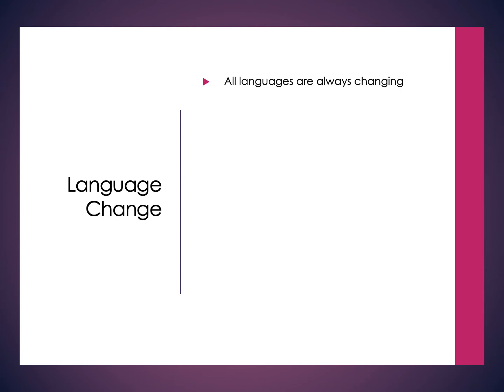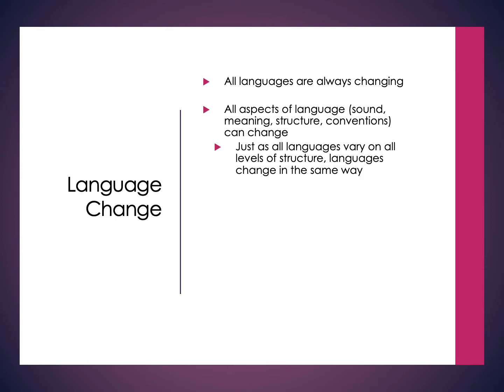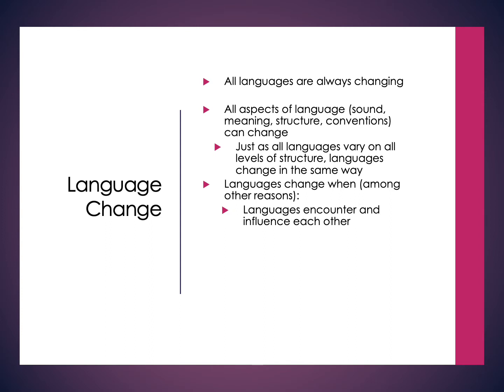And just as with variation that we saw in the last unit, any aspect of language can change over time as well. So things like sounds, meanings, structures, conventions, all of these things can change over a period of historical time in the same way that we see differences in the moment with things like regional variation and social variation. Languages change for a lot of other reasons as well. So this is just a small sample of them, but some of them include things like languages encountering and influencing one another. So if they have a lot of time in contact with each other, they will likely influence each other in various levels of structure. This also includes things like borrowings of languages as well.